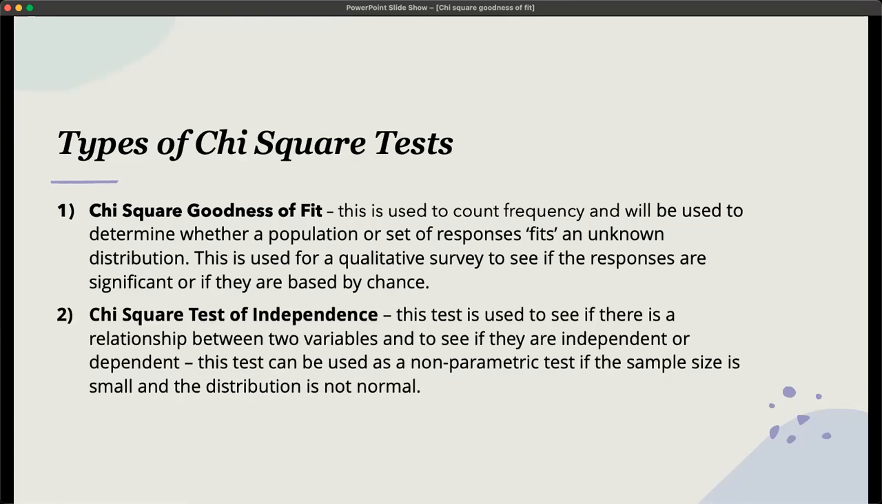Now, the chi-square test for independence, we looked at this in a different video, and this test is used to see if there's a relationship between two variables or to see if they're independent or dependent. This test can be used as a non-parametric test if the sample size is small and the distribution is not normal. So in the case that you have less than 30 participants and you do the Shapiro-Wilk test and the distribution of the sample is not normal, you cannot use a t-test or an ANOVA. You would use the chi-square test for independence. To learn more about that, please go watch the video on the chi-square test of independence.